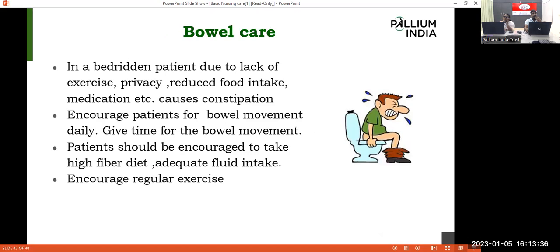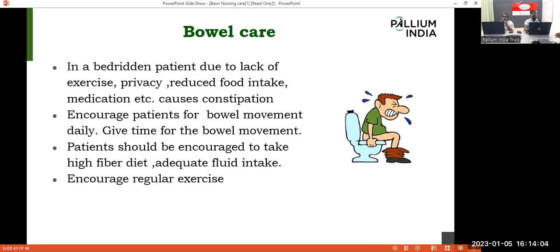Then bowel care. Bowel care in a bedridden patient is important because of the lack of exercise, less food intake, less fluid intake, and continuous medication intake with interactions, which may be the cause of constipation. So we need to assess whether any constipation history is there or not, and do the management. Then encourage the patient for a bowel movement on a daily basis.